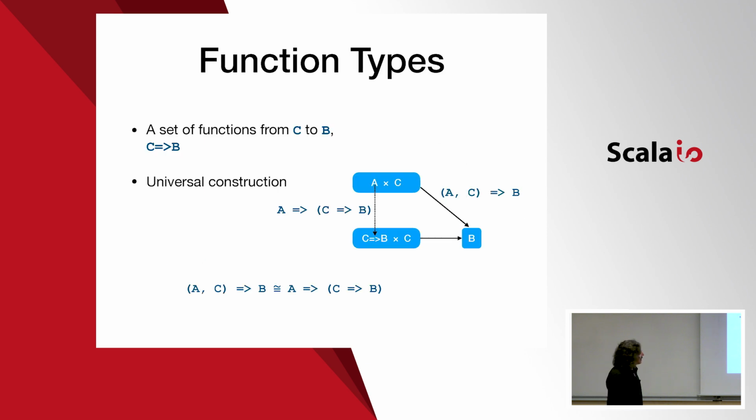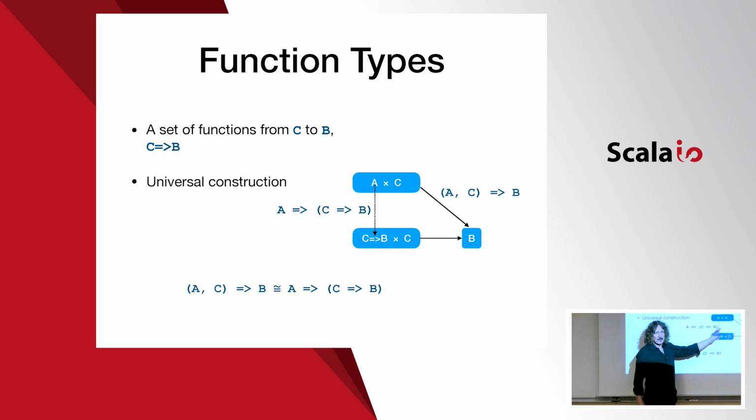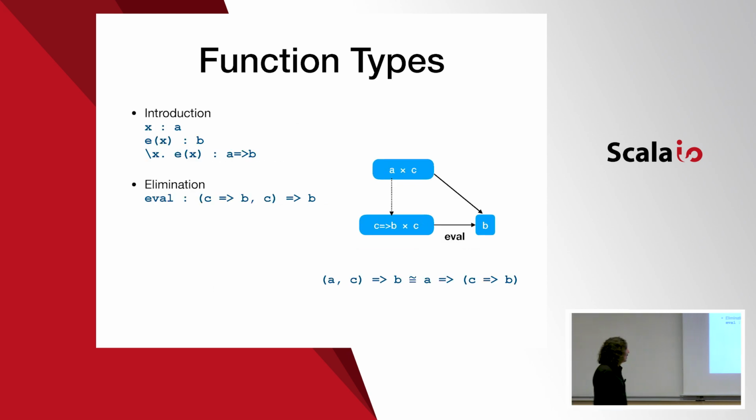So I'll show you just this diagram. Function types can be defined using universal construction. This diagram is a little bit more complicated than defining a product, but it can be done. Okay? And of course, we can ask, what's the introduction and elimination? The introduction of a function is called lambda. So if you have an object of type A, and you have an expression e of type B, then lambda x e of x is of type A to B. And elimination is called eval. So you eliminate a function by providing an argument and getting the result.